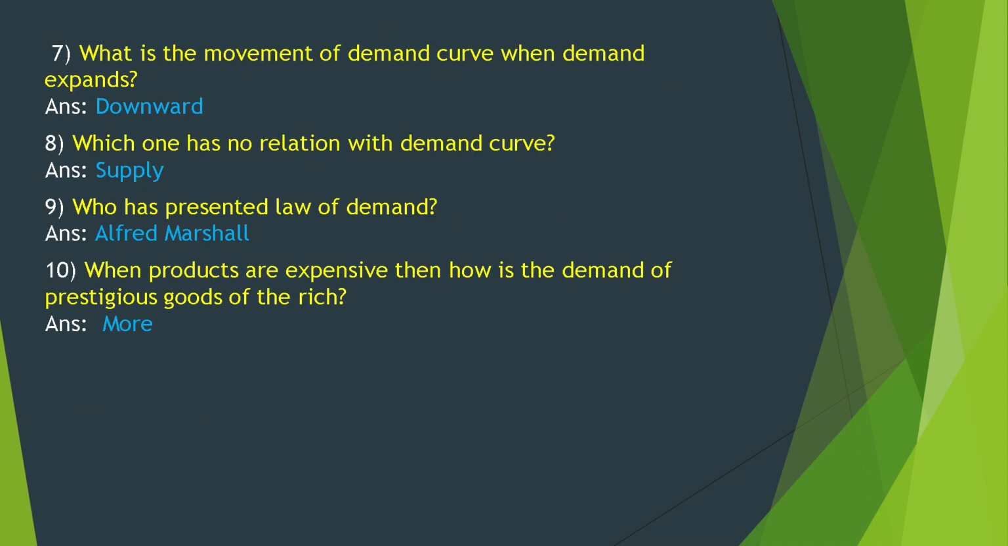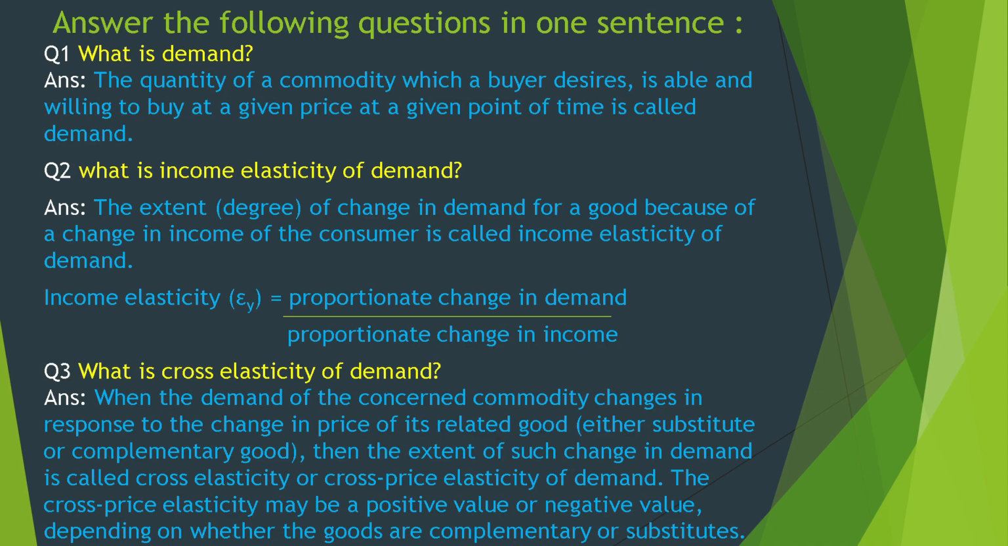What kind of commodities are called compulsory commodities? Joint. What is the movement of demand curve when demand expands downward? Which one has no relation with demand curve? Supply. Who has presented the law of demand? Alfred Marshall. When products are expensive, then how is the demand of prestigious goods of the rich? More. Answer the following questions in one sentence.